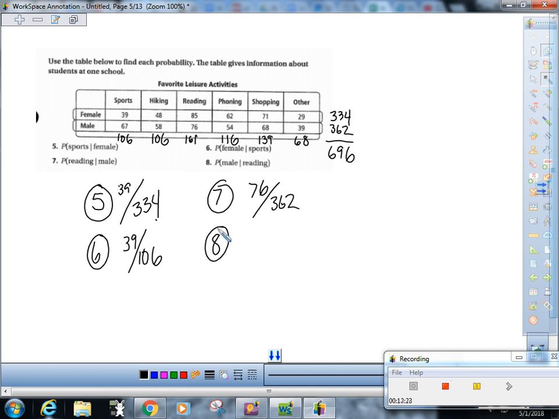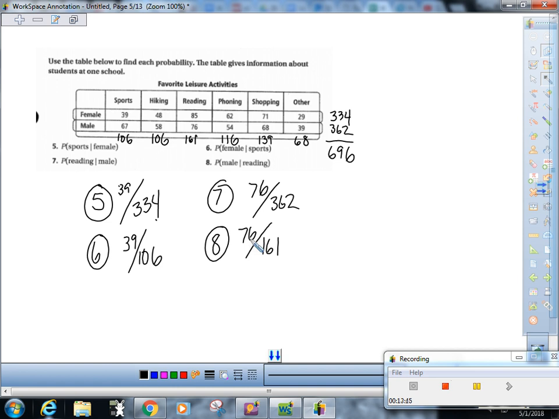What is the probability that someone is a male given that they enjoy reading? Okay, how many people enjoy reading? 161. How many of them are males? 76. So 7 and 8 kind of show you the difference.